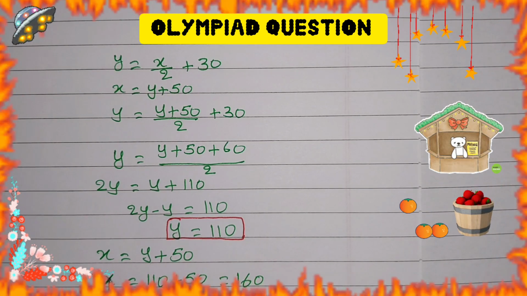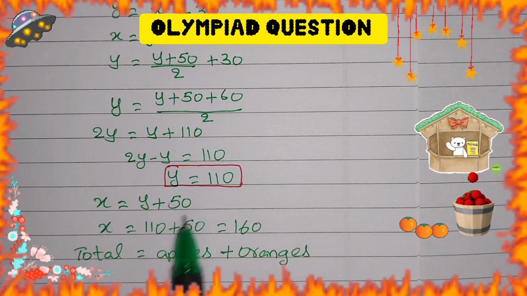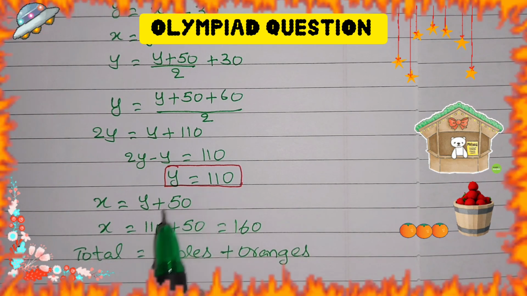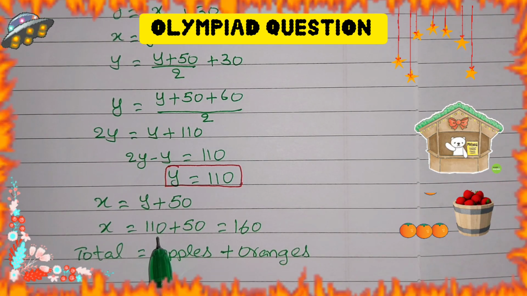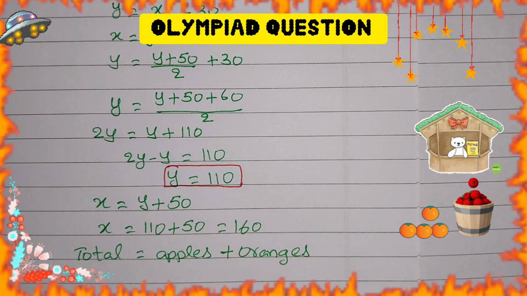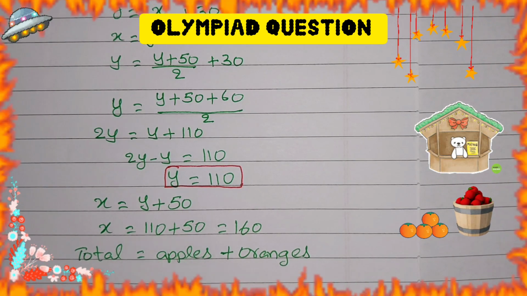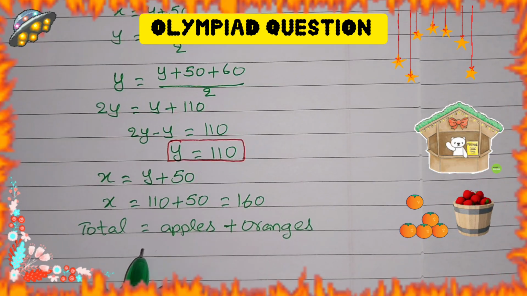2y minus y equals 110. y equals 110. We assumed that oranges equals y. So the number of oranges is 110. x equals y plus 50. Now we know the value of y. x equals 110 plus 50 equals 160.